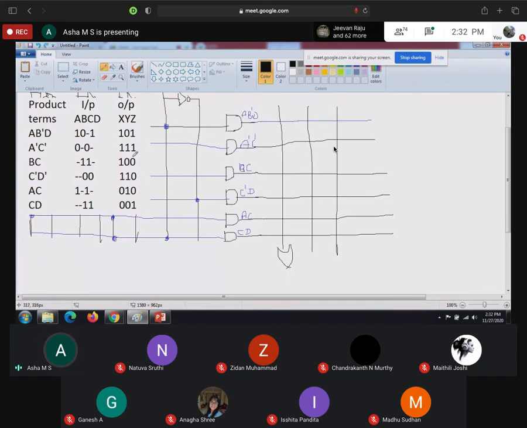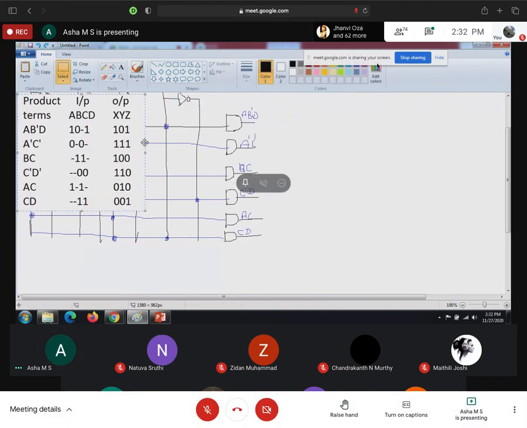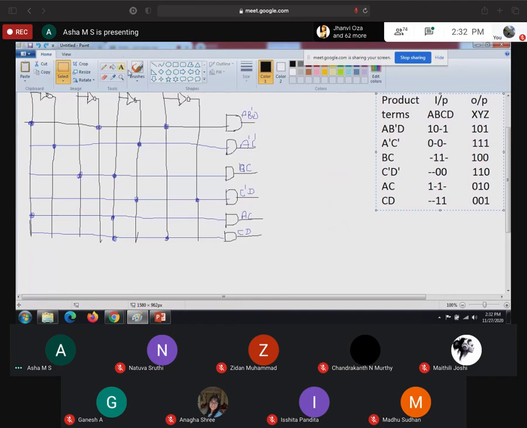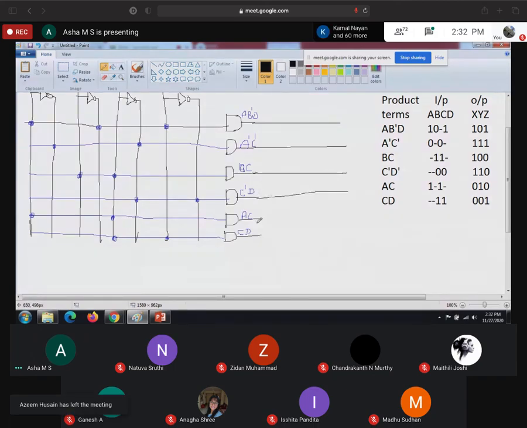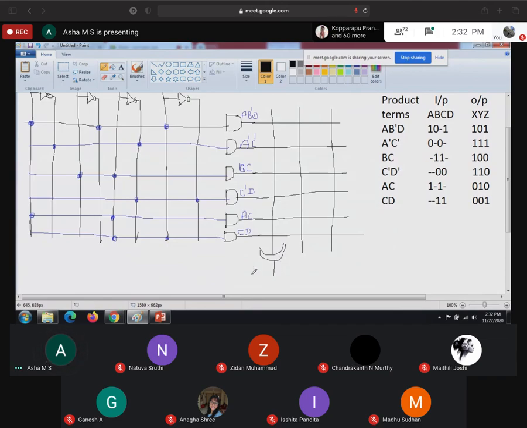If I select this, three OR gates are required. So this gives X, this gives Y, this gives Z. Okay.